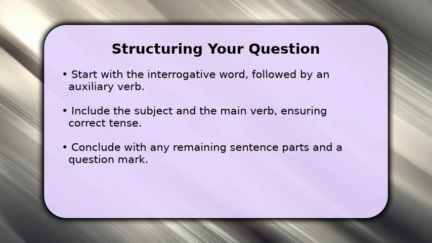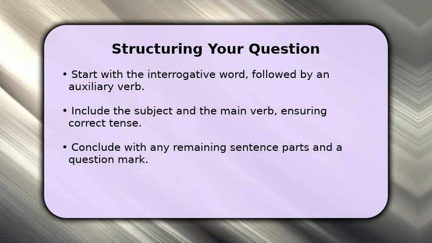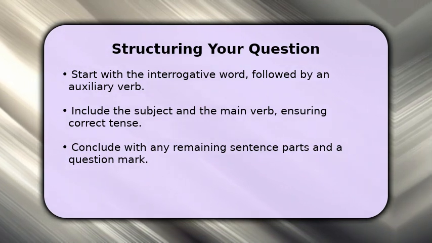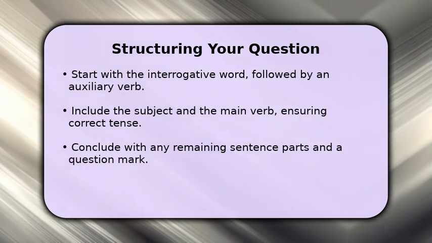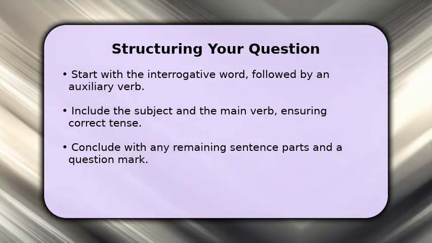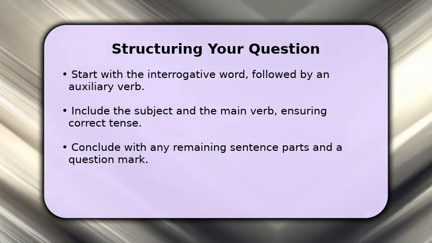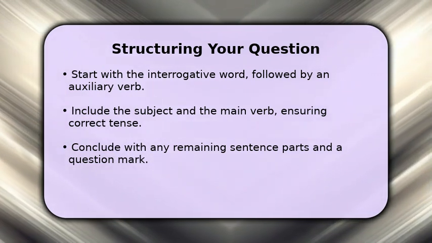Finally, construct your question by following a clear structure. Begin with your chosen interrogative word, then add an auxiliary verb like do, does, did, or a modal verb. After that, insert the subject, followed by the main verb. For example, where did she go? This simple framework ensures your frame question is grammatically correct and easily understood by your audience.